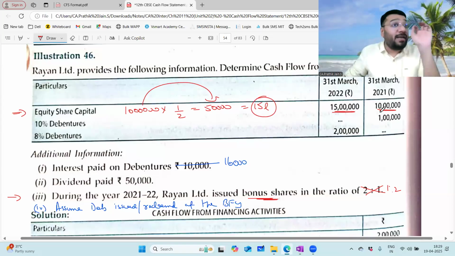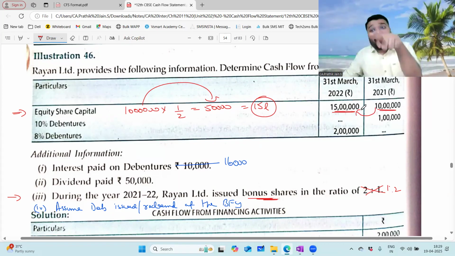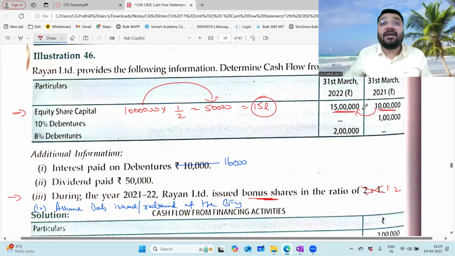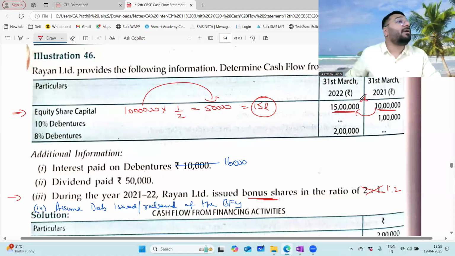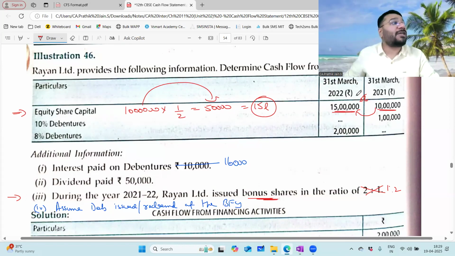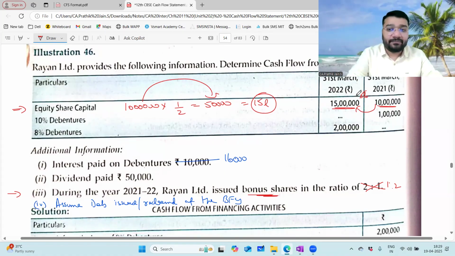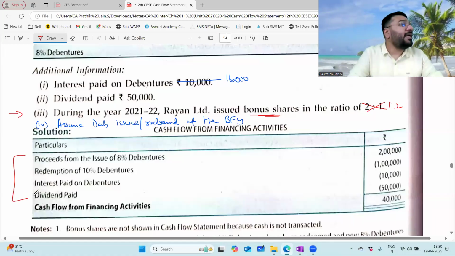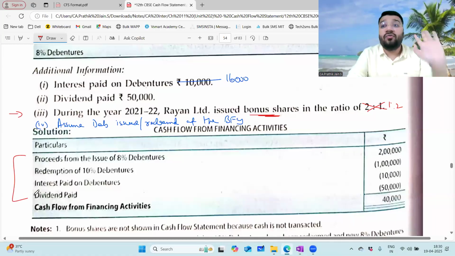So it is understood that the increase in the capital is purely because of the bonus issue. Does a bonus issue lead to cash inflow? No. It is capitalization of your reserves. There's no fresh inflow coming in. Hence, this 5 lakh movement will not affect my cash flow from financing activities. Am I loud and clear? This will not affect the cash flow from financing activities. So there is no information about equity share capital issued, because there is no flow.